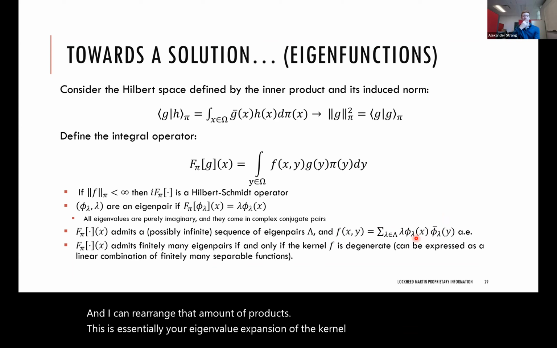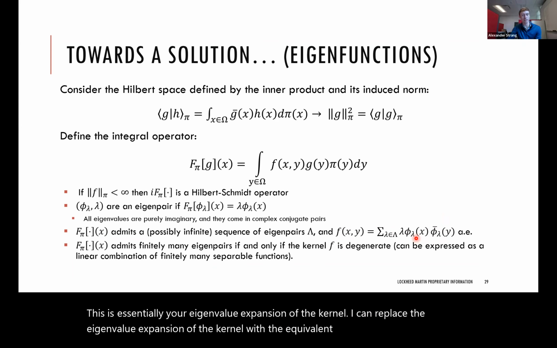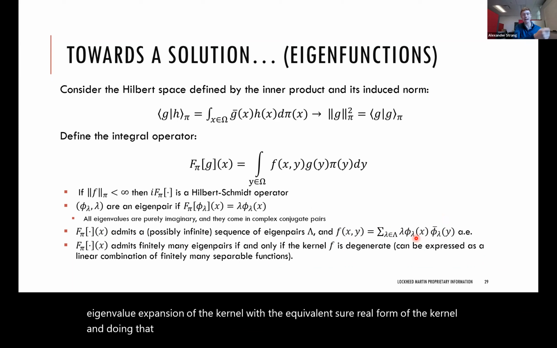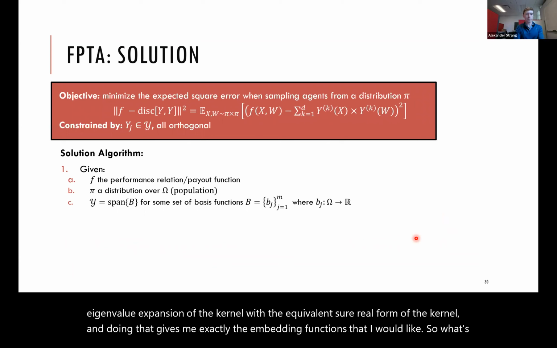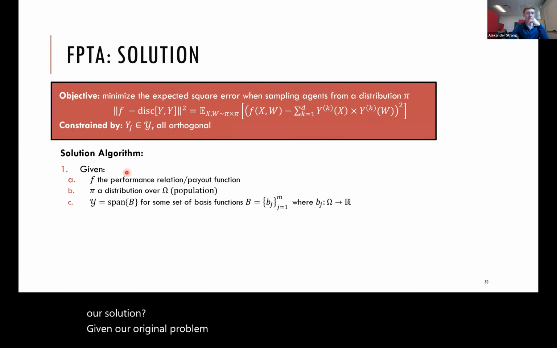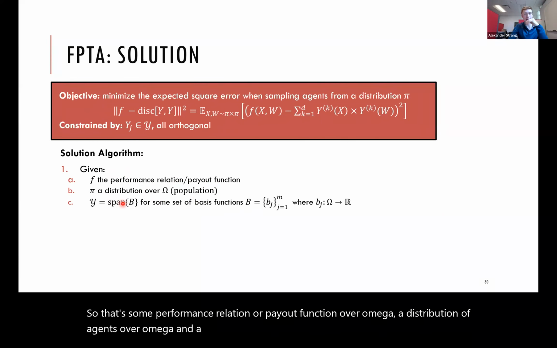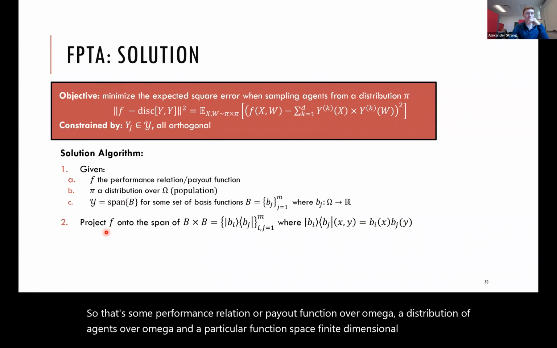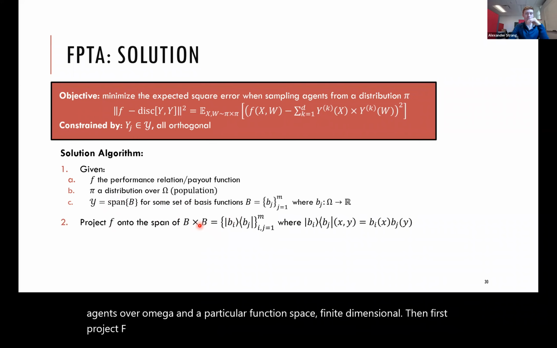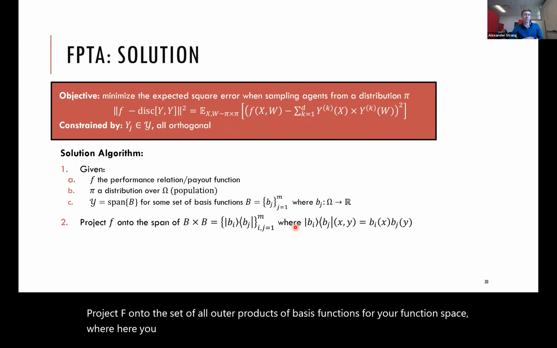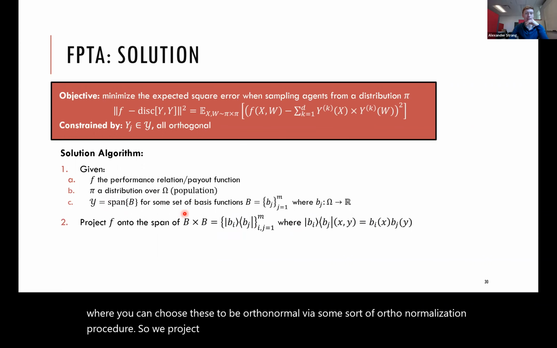And I can replace the eigenvalue expansion of the kernel with the equivalent Schur real form of the kernel. Doing that gives me exactly the embedding functions that I would like. So what's our solution? Given our original problem, that's some performance relation or payout function over omega, a distribution of agents over omega, and a particular finite dimensional function space, first project F onto the set of all outer products of basis functions for your function space, where you can choose these to be orthonormal via some sort of orthonormalization procedure. So we project F onto the span of this space.